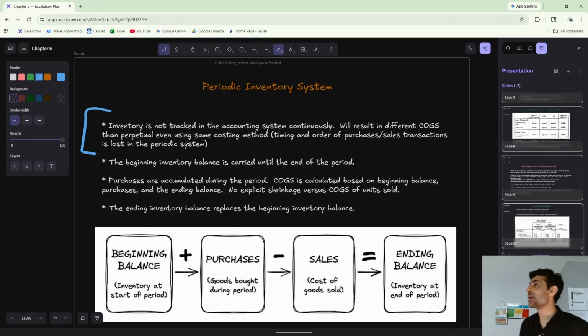And my family owned a Radio Shack, and we used to do this. This is like my job as a seventh grader. At the end of the month, I would be given a list, a printout of how much stuff we have in inventory as per the system, and then I would physically go to the shelf and count. Most of the time it matched up, but sometimes it didn't. So that's an example of a periodic inventory system.